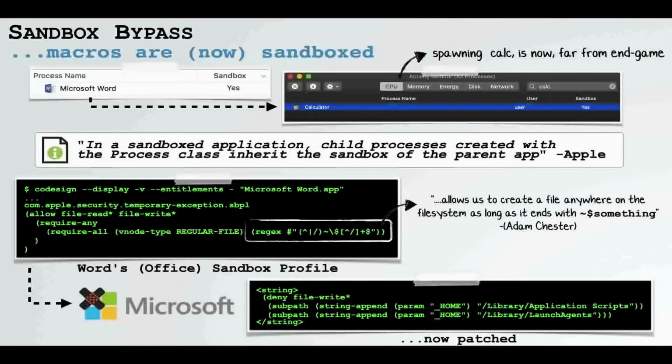So I started by looking at Microsoft's patch for Adam's bug, and I noticed that they actually didn't fix the faulty regex. Instead, they just simply blocked certain locations, such as the launch agent directory, which is where Adam's proof of concept created a launch agent, which on the next login would be executed outside the context of the sandbox. So this means we can create arbitrary files, as long as they start with $, meaning they conform to this faulty regex, almost anywhere. Again, almost anywhere because Microsoft added some specific locations that they blocked.